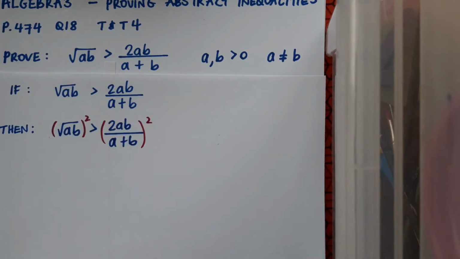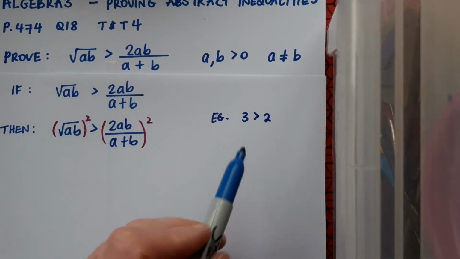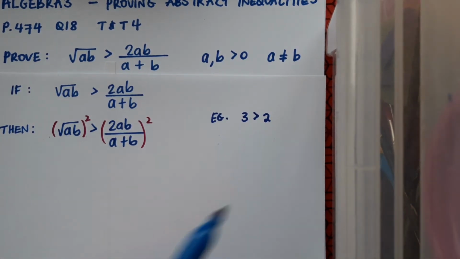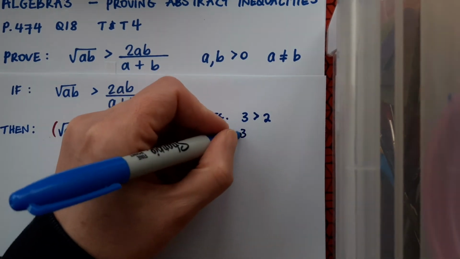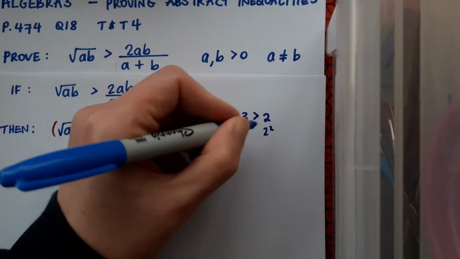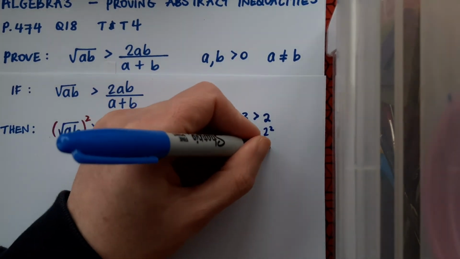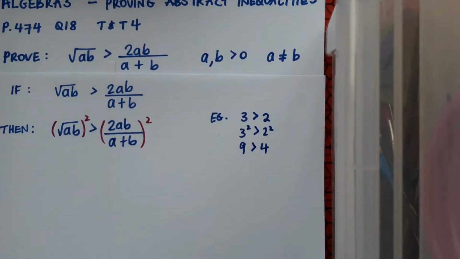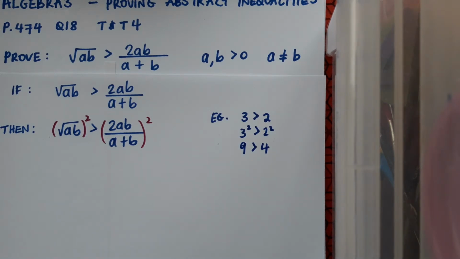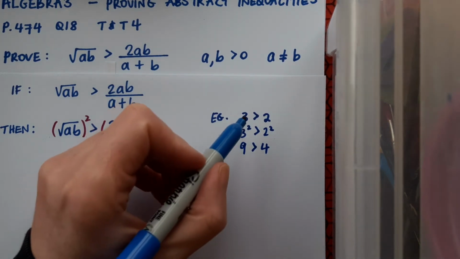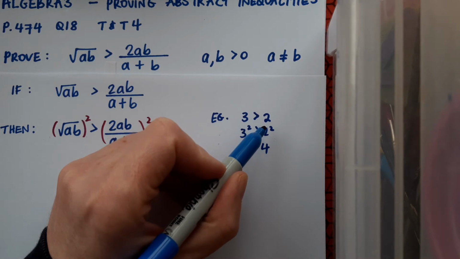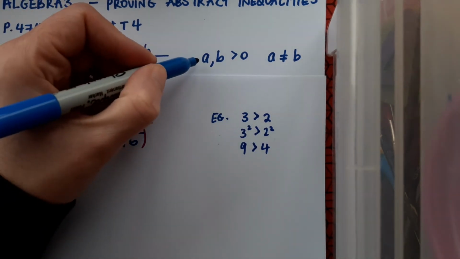And the reason that I can do this is because it does actually work with numbers. So say, for example, if I had 3 is greater than 2, well, if I square both sides, so I've got 3 squared and I've got 2 squared, well, the inequality still stands because 9 is still greater than 4. So I can square both sides and the inequality won't get affected. This works in the case where the two numbers involved are positive numbers, okay? And so that's why they've given us that piece of information starting out that A and B are greater than 0.